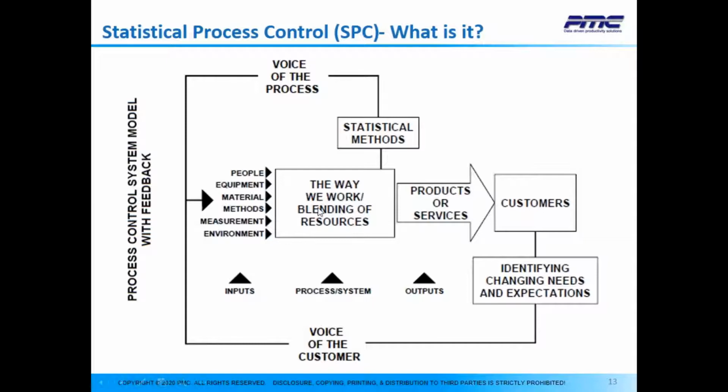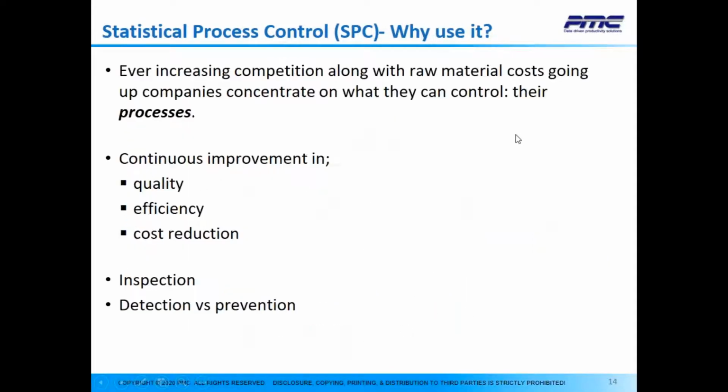And as you can see here in this picture, the process control system model with feedback starts with the voice of the process, right? And we do have statistical methods, as we talked about before, people, equipment, material, methods, measurement, environment, those are all inputs. The way we work and blending of resources, products or services going through, and those are your outputs, right? So you have the inputs, the process, the system, and the outputs. And of course, the customers, where we identify the changing needs and expectations.